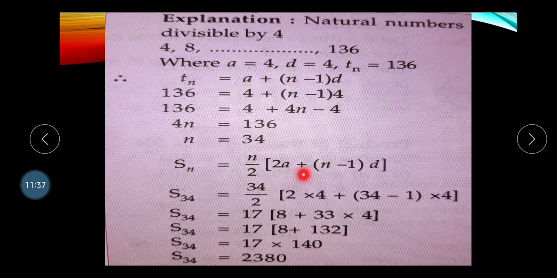Substituting this n as 34 in our formula Sn equal to n upon 2 into 2a plus n minus 1 times d. Substituting the values, S34 equal to 34 upon 2, square bracket open, 2 into 4 plus 34 minus 1 into 4. So 34 minus 1, we will get 33. 4 twos are 8 and this 4 as it is.